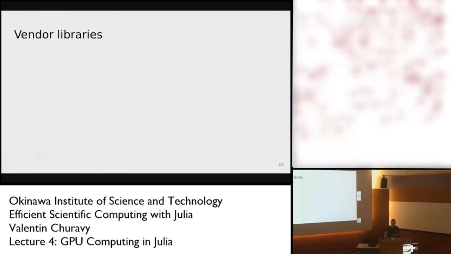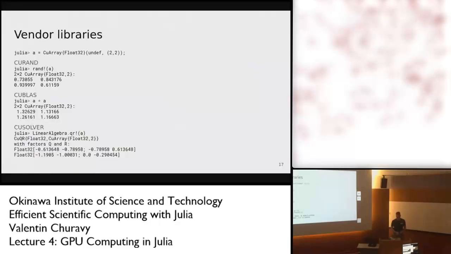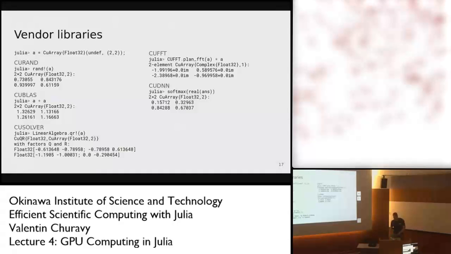We have access to all the vendor libraries that CUDA comes with. So you can just call the cuRAND library by using the normal Julia rand function, filling it. Matrix multiply goes to cuBLAS. We have access to QR decomposition. And then you can also use cuFFT. And for deep learning, we have cuDNN wrapped, and all of these things are accessible and made available in a Julian API.